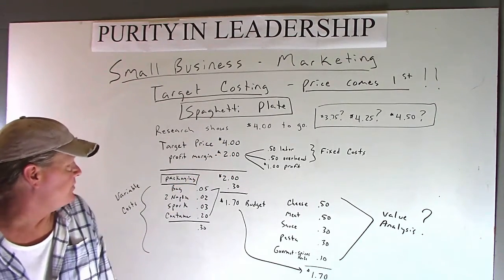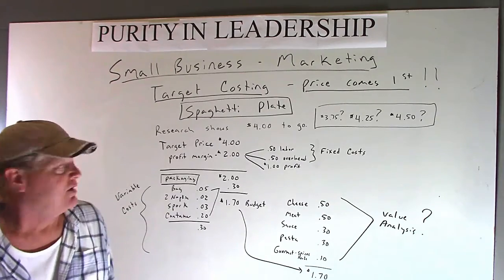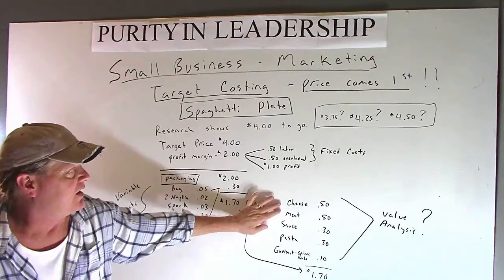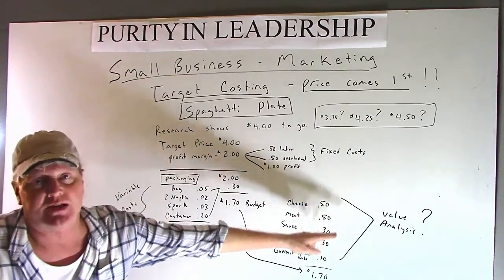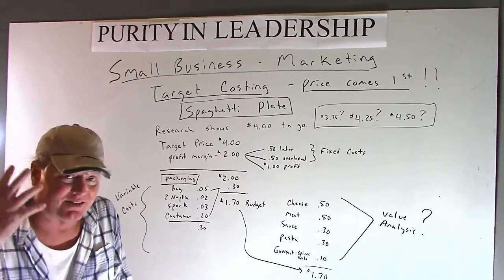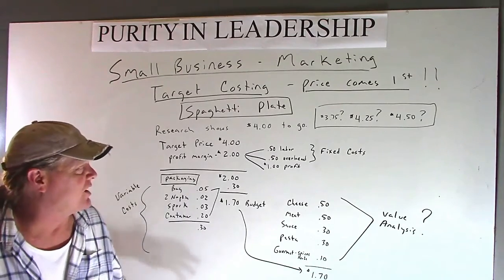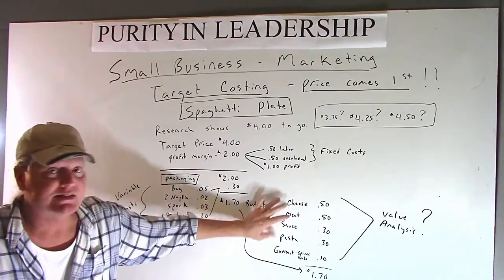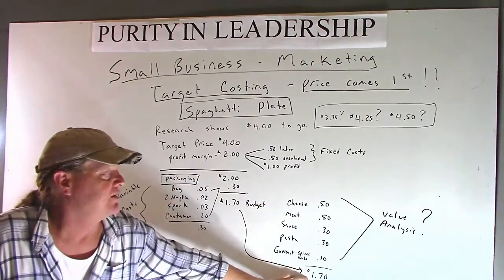Now, did you get that? We could have said 40 cents worth of cheese and 60 cents worth of meat, and that goes into value analysis, which I have another video on, because that topic is more complicated than this. So we can manipulate all of these things as long as it hits $1.70.